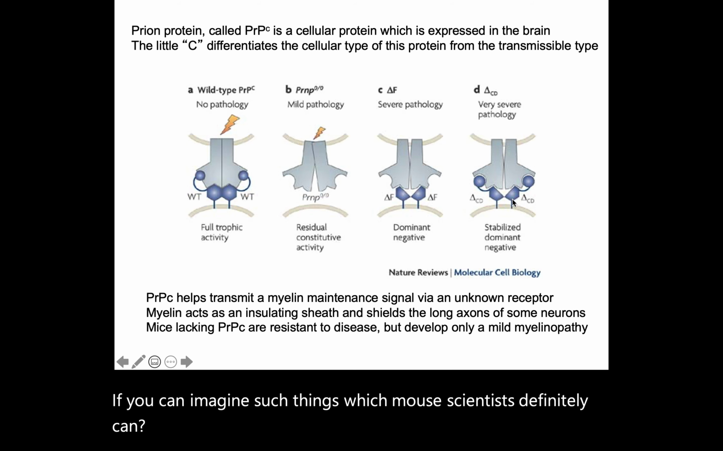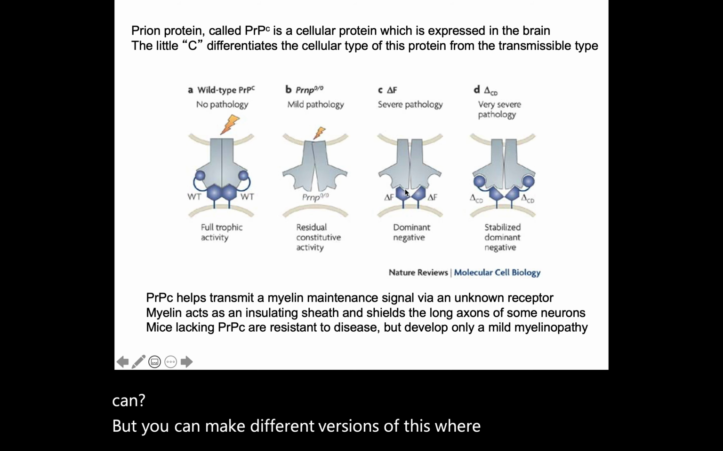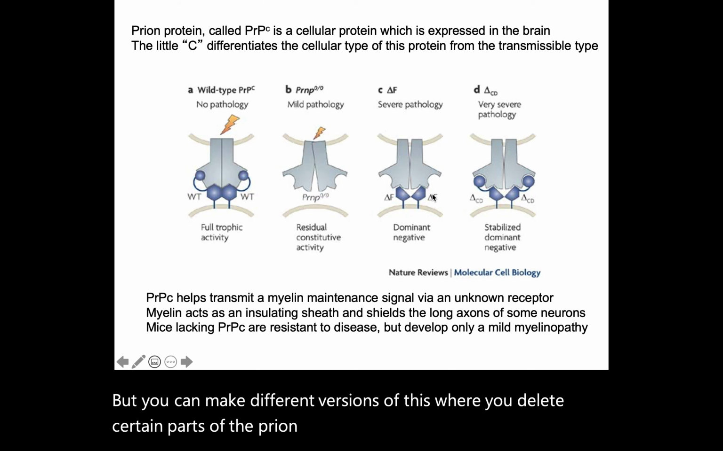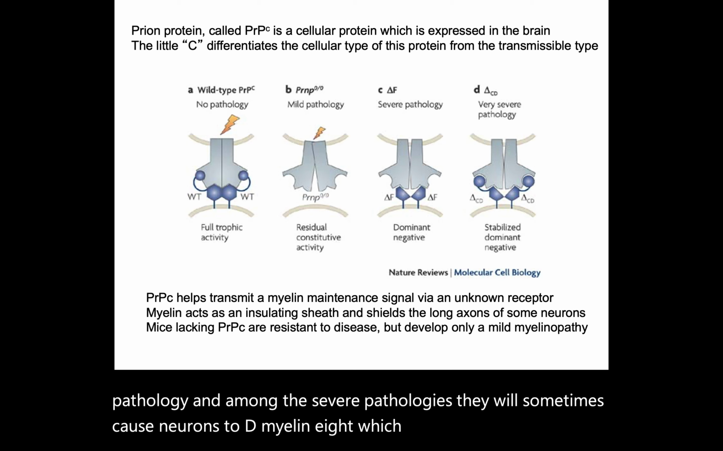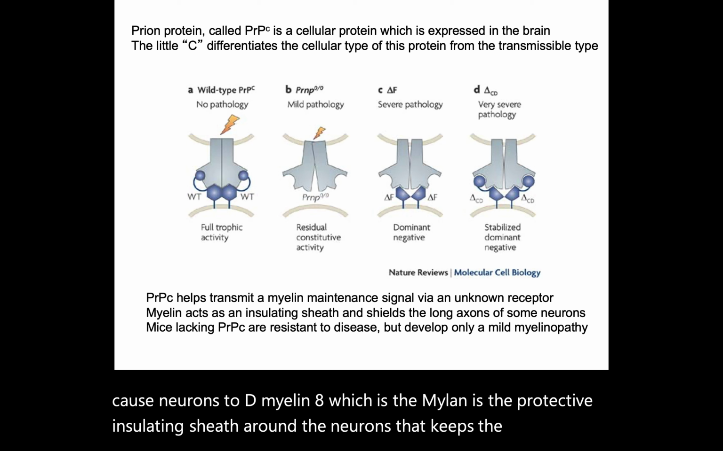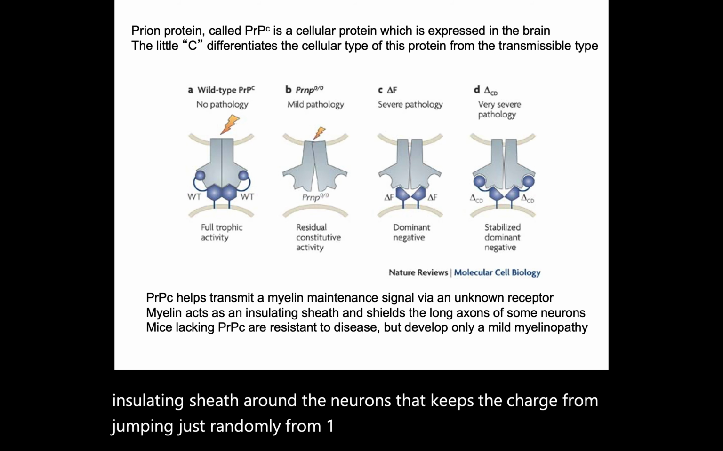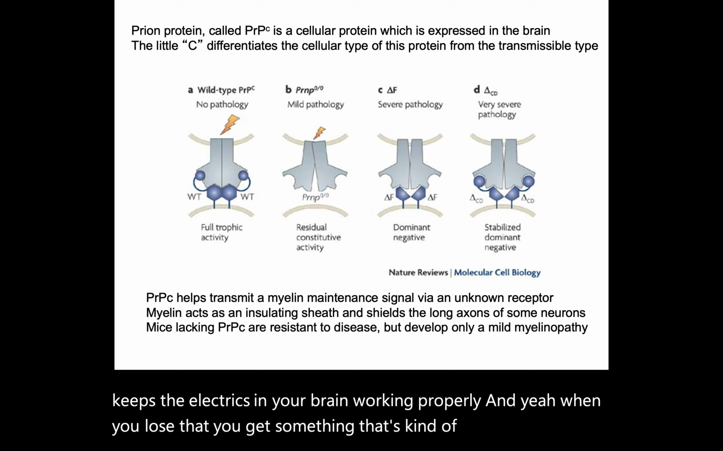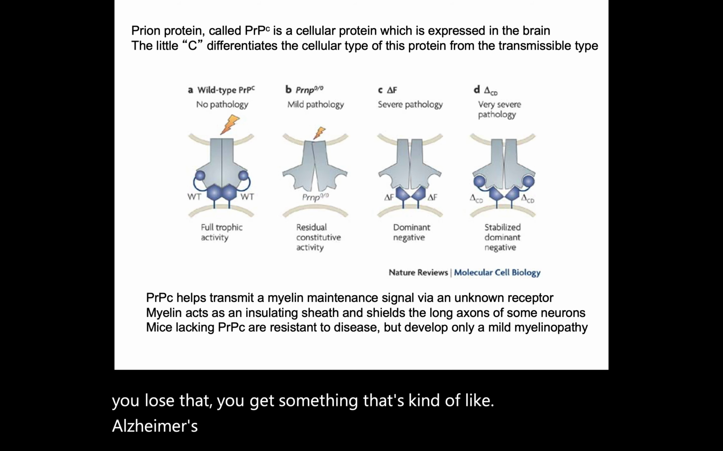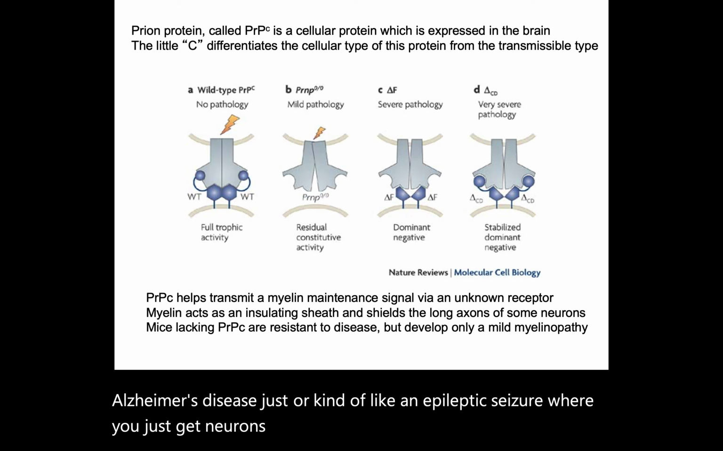But you can make different versions of this where you delete certain parts of the prion protein that will then cause severe pathology. And among the severe pathologies, they will sometimes cause neurons to demyelinate, which is the myelin is the protective insulating sheath around the neurons that keeps the charge from jumping just randomly from one neuron to another one. Basically keeps the electrics in your brain working properly. And yeah, when you lose that, you get something that's kind of like Alzheimer's disease, or kind of like an epileptic seizure, where you just get neurons that no longer function.